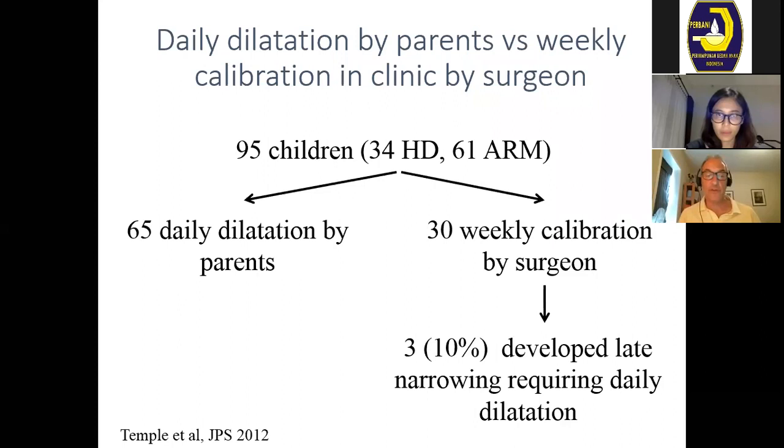Of those 30, 3 of them, so about 10%, developed narrowing of the anastomosis while I was calibrating them over those 6 weeks. And if that happened, then I did ask the parents to dilate at home. But it meant that 90% of the patients never needed to be dilated at home by their parents.